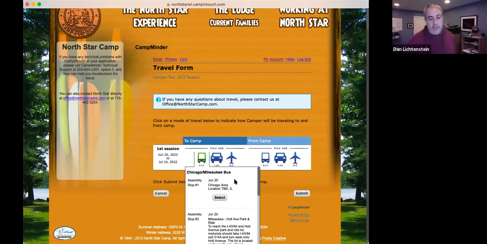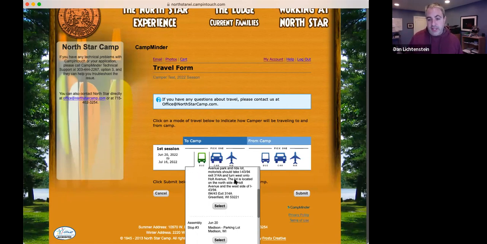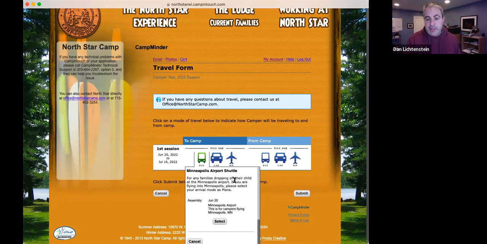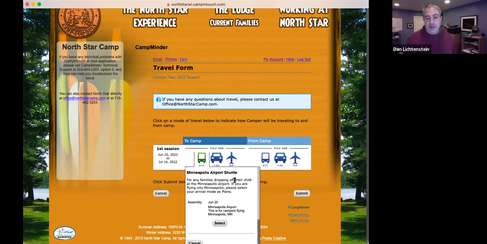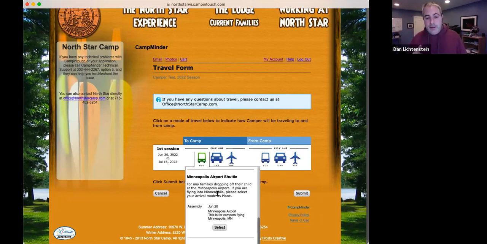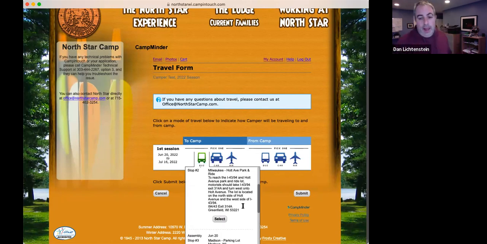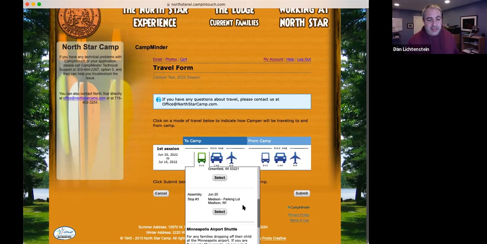This is the option you should choose if your camper is taking a bus to camp. And once you select it, you can see there are multiple options for the location of your bus, either where your child is going to meet the bus, or on the way home, the location where your child is going to get picked up. The options you will see are the Chicago area, the Milwaukee location for pickup, as well as Madison. So please make sure that you select the right location.